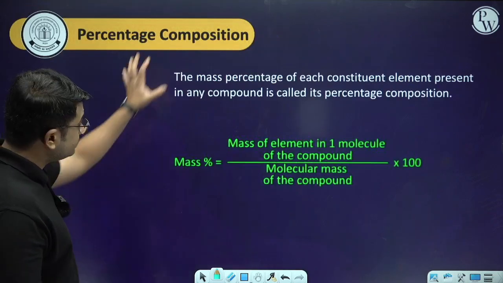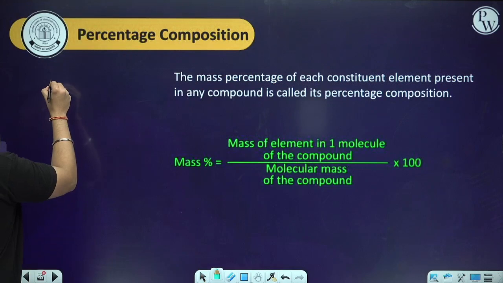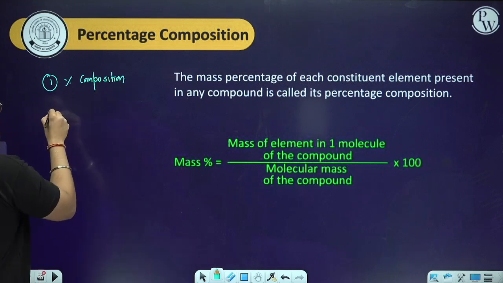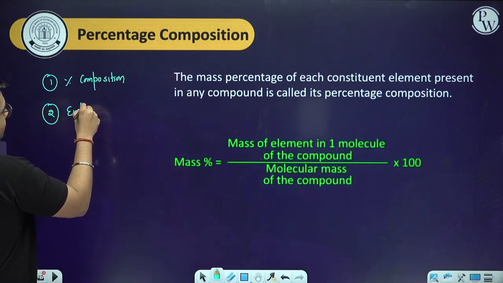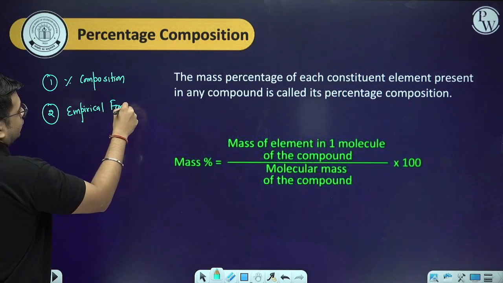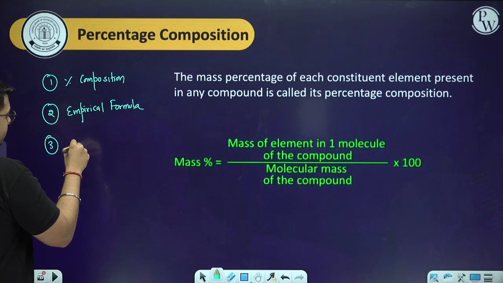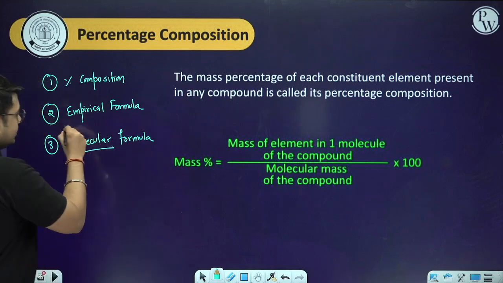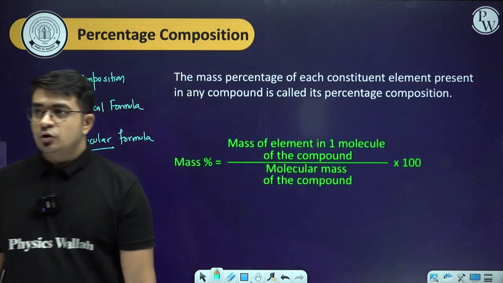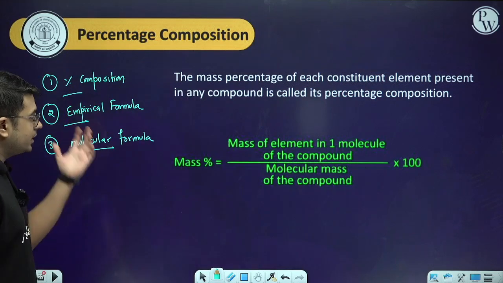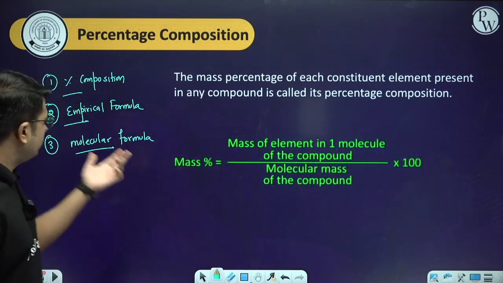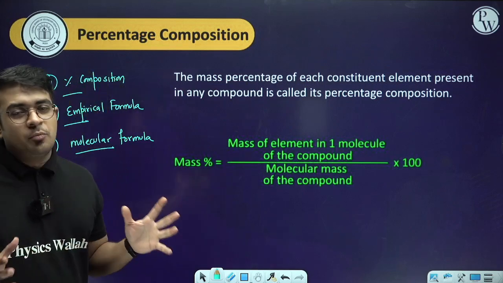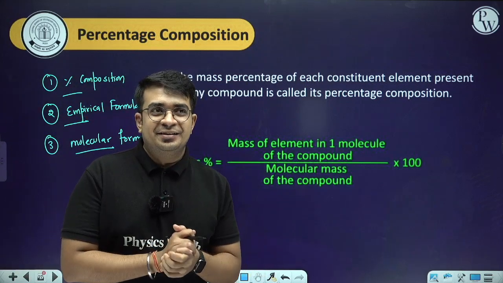Now the next part: basically we have three components. First is the percentage composition, next is the empirical formula, and the last is the molecular formula. These three things are correlated with each other, because for the calculation of the empirical as well as molecular formula, we need to understand the percentage composition already given. Percentage composition is a very easy and simple mathematical term.